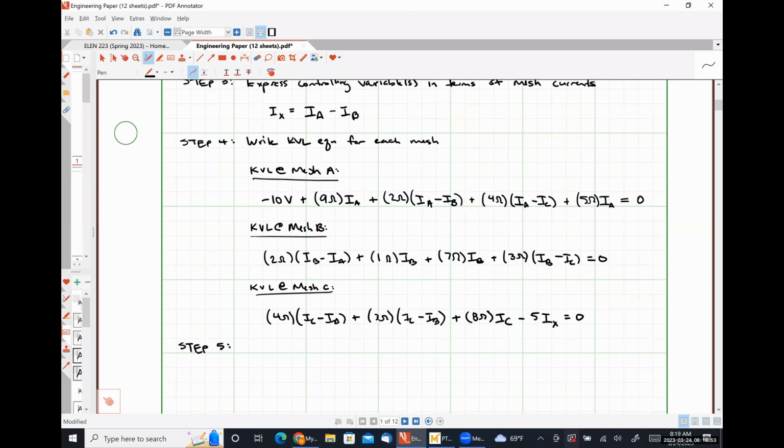So we're going to be at step 5, which is to solve this thing. Solving this system of equations is no different than solving the system of equations using nodal analysis. So instead of using a calculator here, I just want to show you guys how to use MathCAD to solve systems of equations.